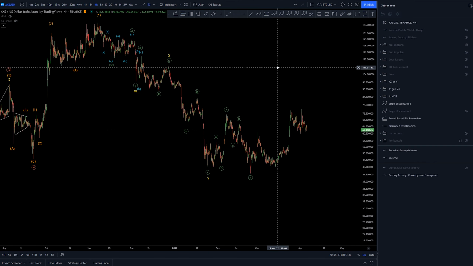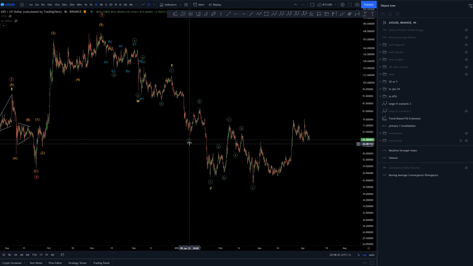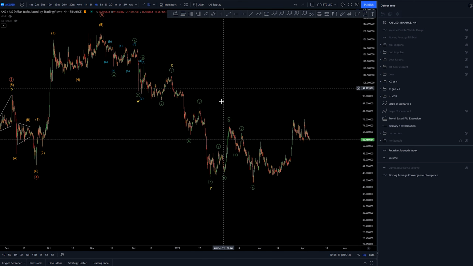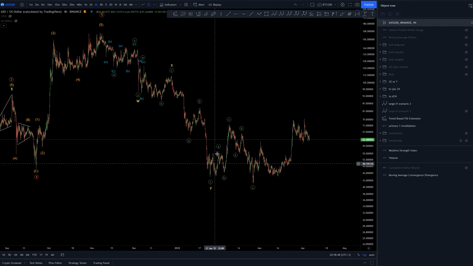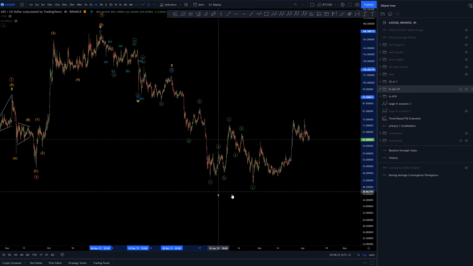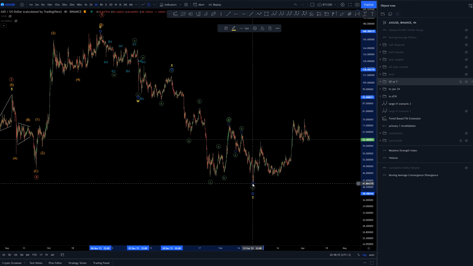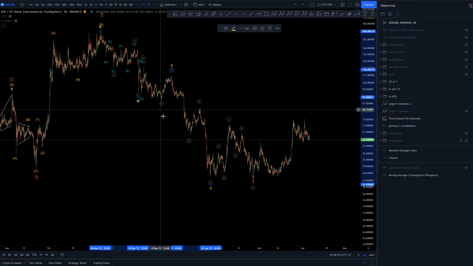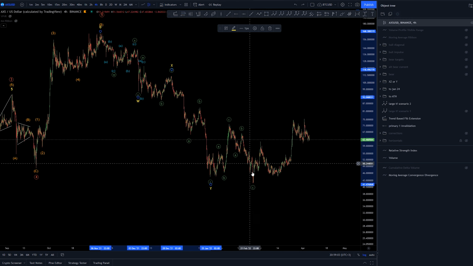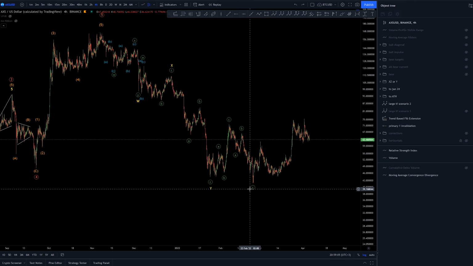Another possibility is that if we downgrade this count here, this minute into minuet, we could have a B, C, WXY correction here, and place the Y here onto the current lows. If we don't want to do that, we can of course use the WXY XZ on minor degree, bringing us down here.